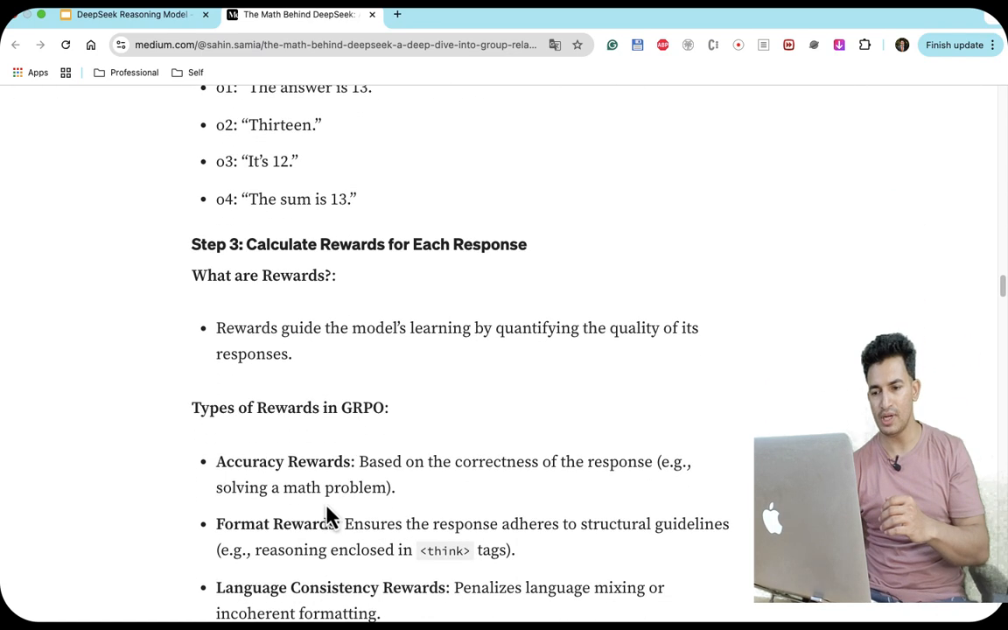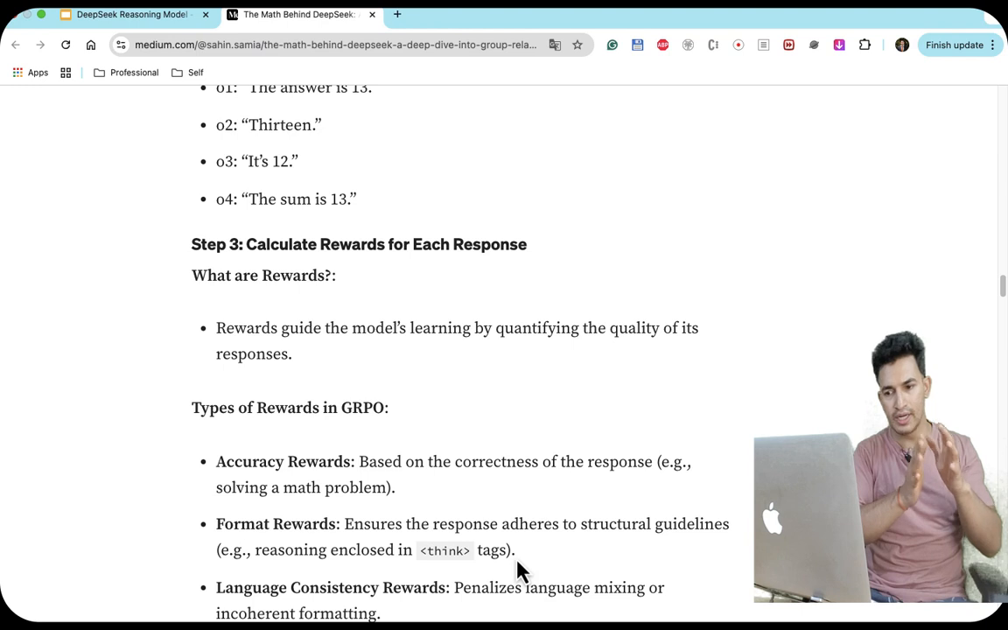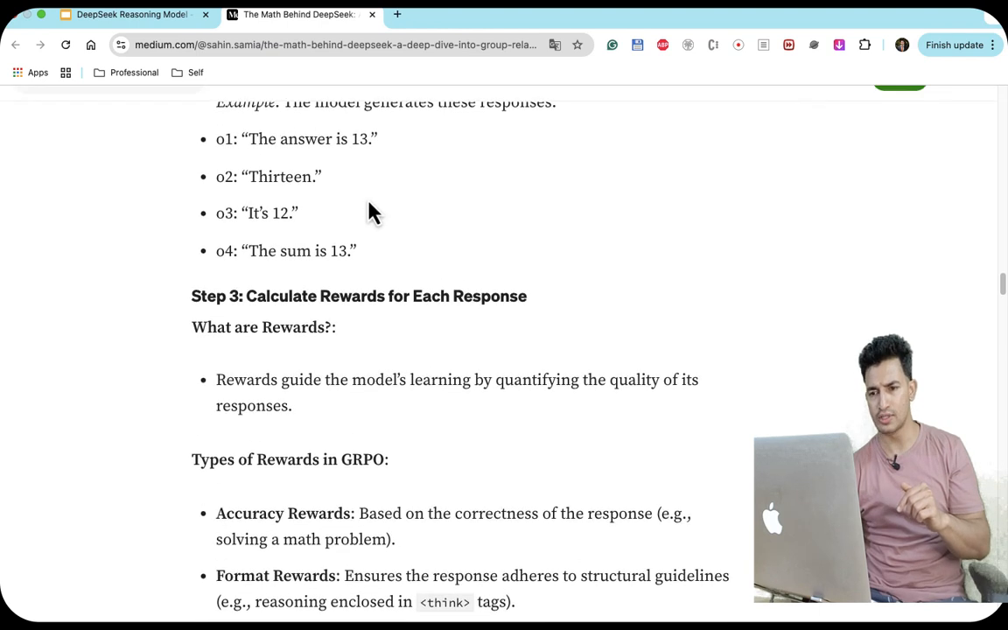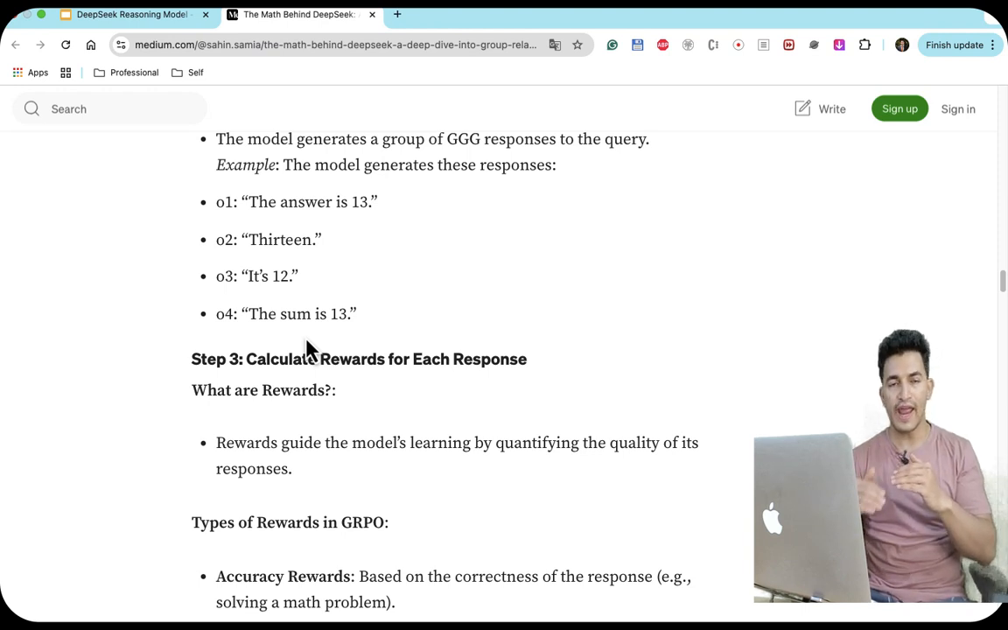And how the reward will happen, it will be based on accuracy, the formatting, whether there is a think tag or not, if it directly emitted the answer or thought it, solved it in a chain of thought or structured manner, how is the language, spelling correct or not. So there can be multiple rewards. So the reward for each one of them can be averaged out, that can become the expected rewards, and we can try to move towards the direction of a response which has better reward.